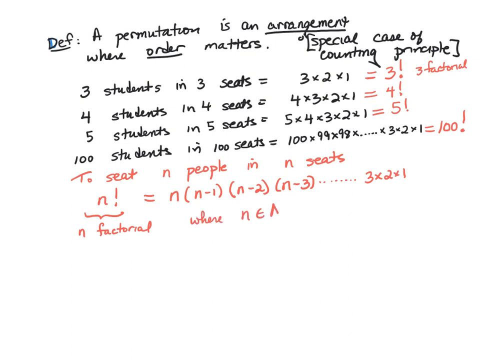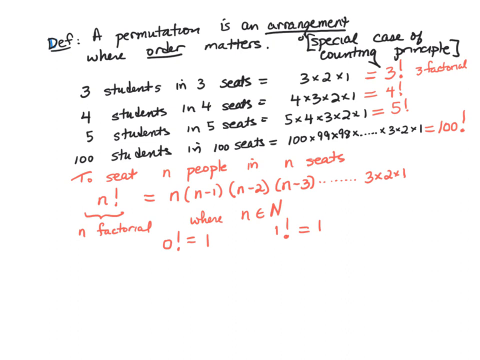is a natural number. There's no such thing as a negative factorial. And 0 factorial is defined to be 1. And the reason why we do that is when we get to proofs with combinations, you'll see why this is necessary. 1 factorial is defined to be 1. Okay, that's just a side note.